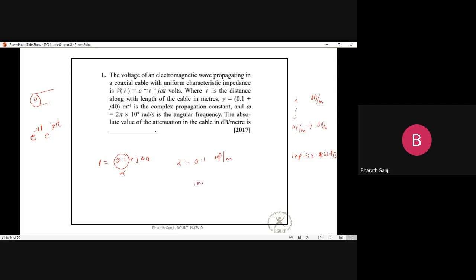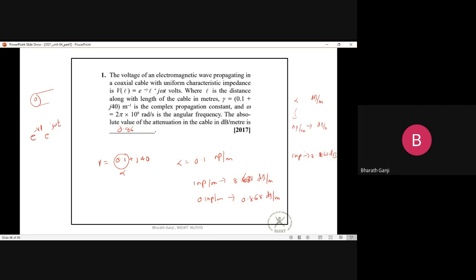So 1 Nepper per meter is actually, I can say, 8.686 dB per meter. In the same way, 0.1 Nepper per meter will be 0.8686 dB per meter or so. Okay, so that is how you get the answer. You need to write it to 2 decimals. Usually the answer is 0.86, and writing that is enough.